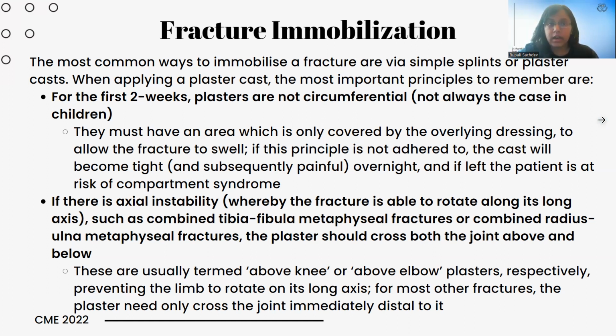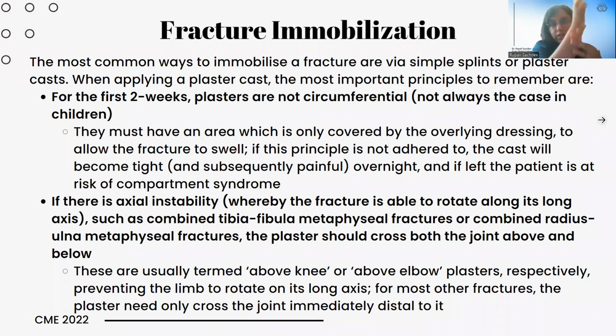Okay. If there is any axial instability where the fracture is able to rotate along its long axis, such as a tib-fib metaphyseal fracture or a radial ulnar fracture, basically axial instability here along the axis of the bone is the instability. So you have to cross the joint above and below because you want to stabilize the joints. You want to stabilize the fracture between those two joints. So above knee fracture, above elbow plasters, all of these are very specifically for these kind of fractures, because it will prevent the bone from rotating along the long axis.